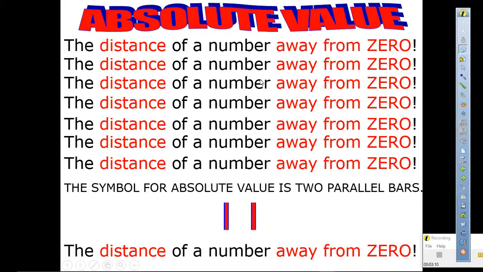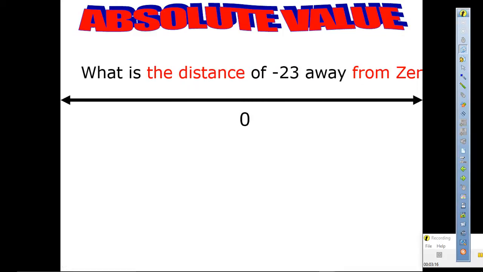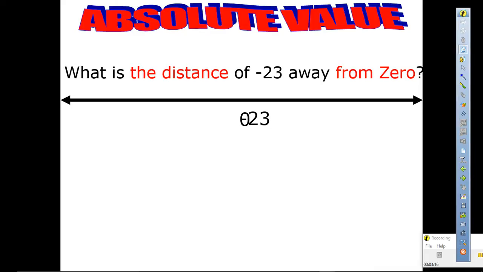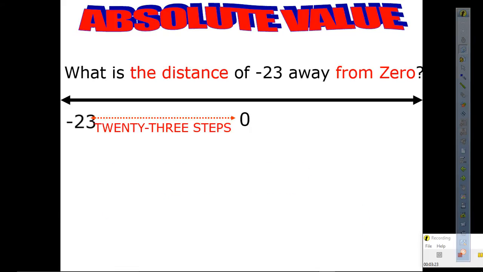So what if I approached it like this? Watch. What is the distance of negative 23 away from 0? So how many steps? 23 steps. That's why we don't say, oh, anything that comes out of the absolute value. What comes out? What are you talking about? Nothing comes out. What it is is the distance of a number from 0. Does that make sense?